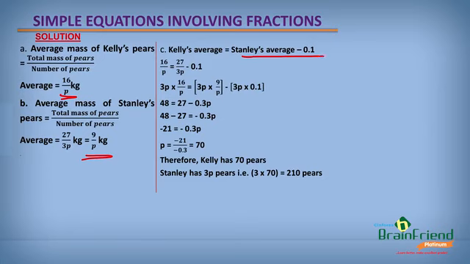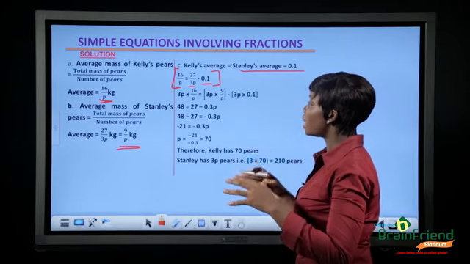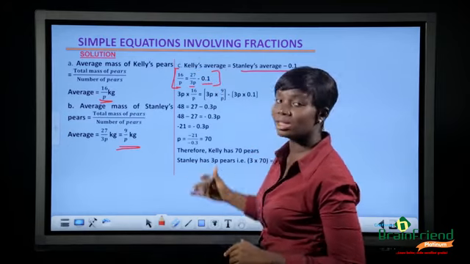And remember, from question A, we've solved that Kelly's average is equal to 16 over p. So we have 16 over p for Kelly's average is equal to Stanley's average, being 9 over p or 27 over 3p, minus 0.1. So this is now our new equation. We formed an equation from the word problem, which is always the second step. We've converted the word problem to an algebraic equation. So now we can simply solve.